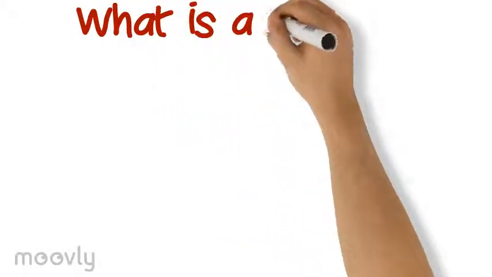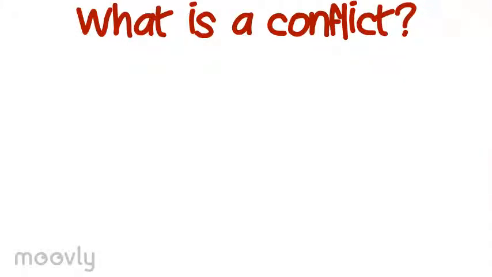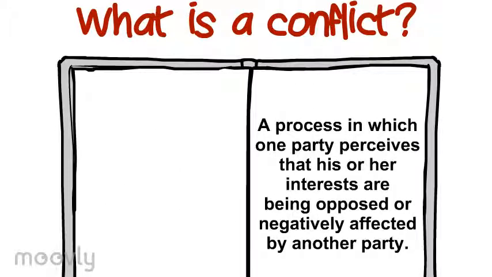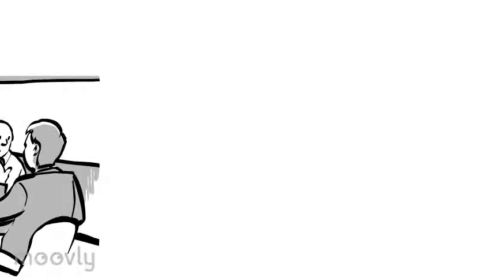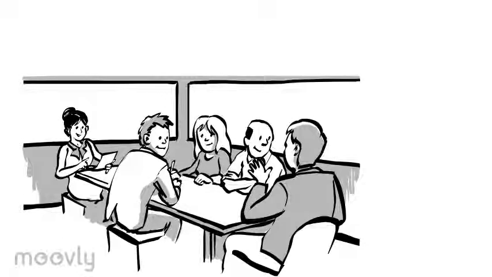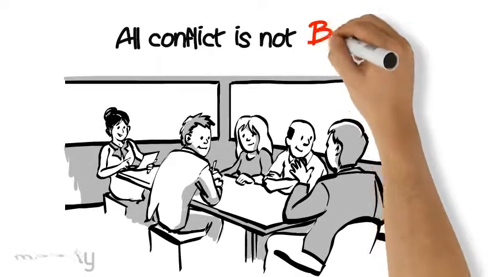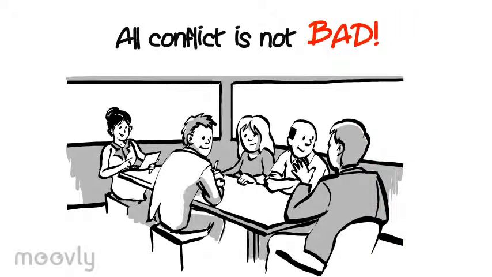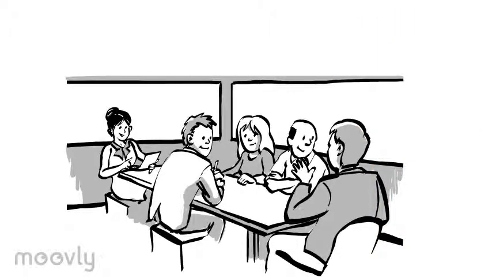What exactly is a conflict? I'm sure everyone in this classroom has experienced some sort of conflict in their life, whether personal or professional. Conflict, defined by the text, is a process in which one party perceives that his or her interests are being opposed or negatively affected by another party. Oftentimes, when we think of conflict, we immediately associate it with the negative consequences that may come as a result. However, all conflict is not bad, and there are some positive consequences that may come out of a conflict.